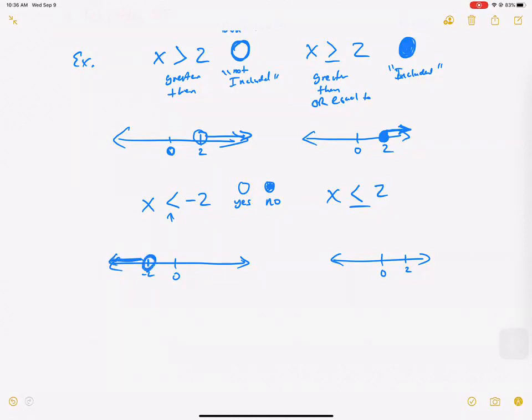So look at what I did. I drew a hollow circle, so everyone is totally clear that this is getting really close to -2, but you're not going to include it.